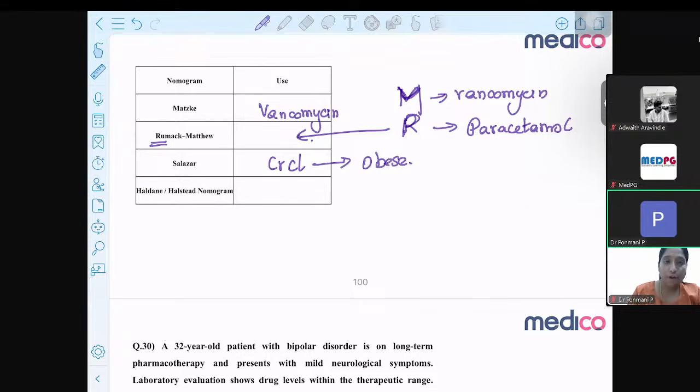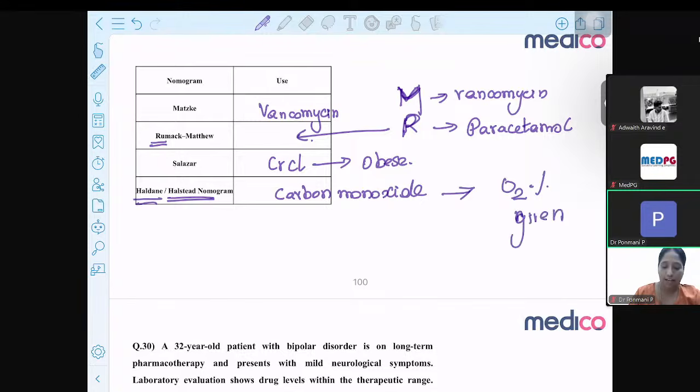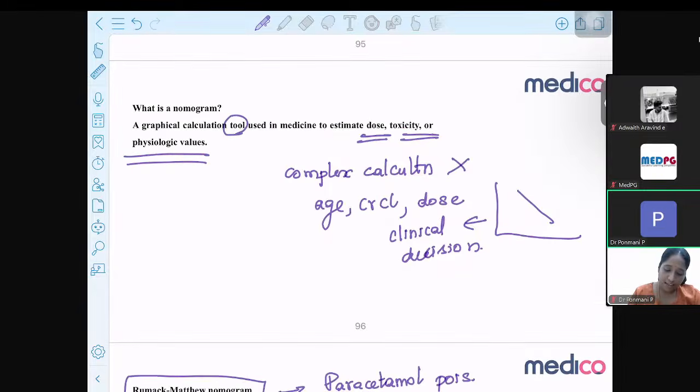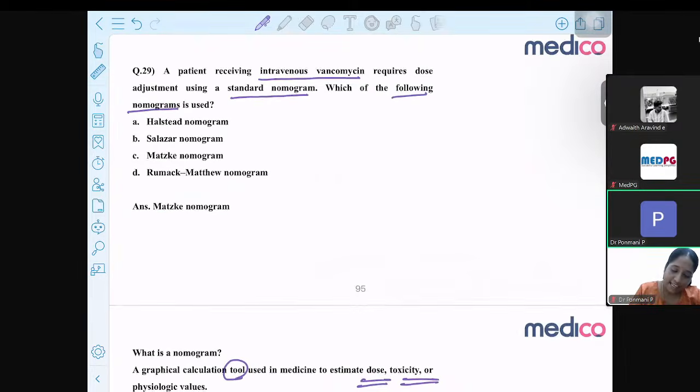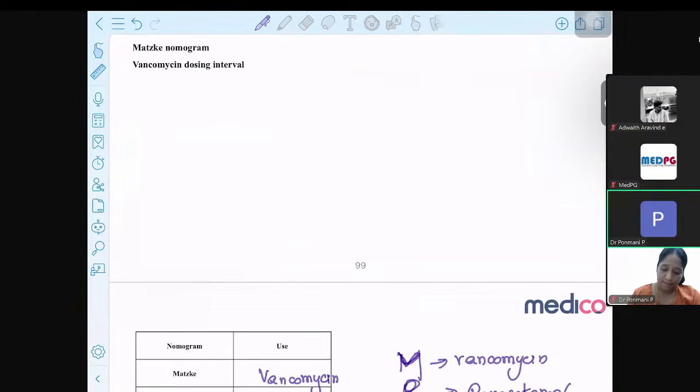And there is one more nomogram called the Haldane or Halstead nomogram, which is used in case of carbon monoxide poisoning. And why is it used? It determines the amount of oxygen which needs to be given. This is the Haldane nomogram. So what is our question? The nomogram which is used for intravenous vancomycin is nothing but the Matzke nomogram. Clear? Now let's move on to the next question.